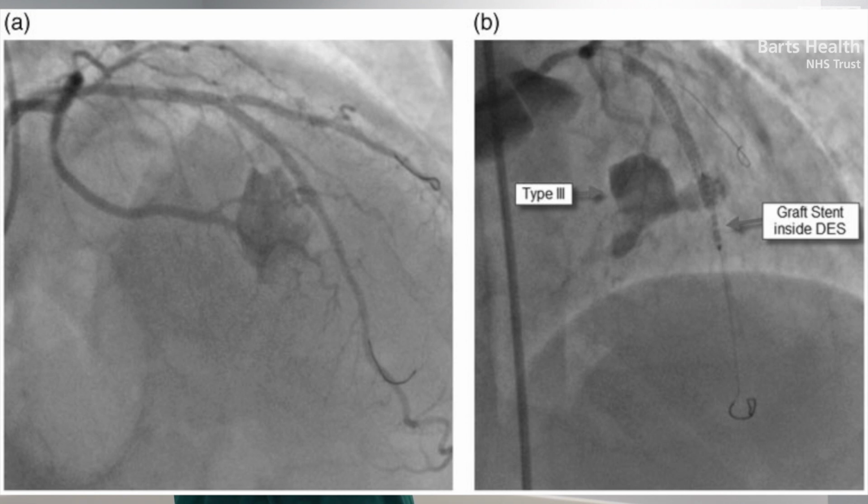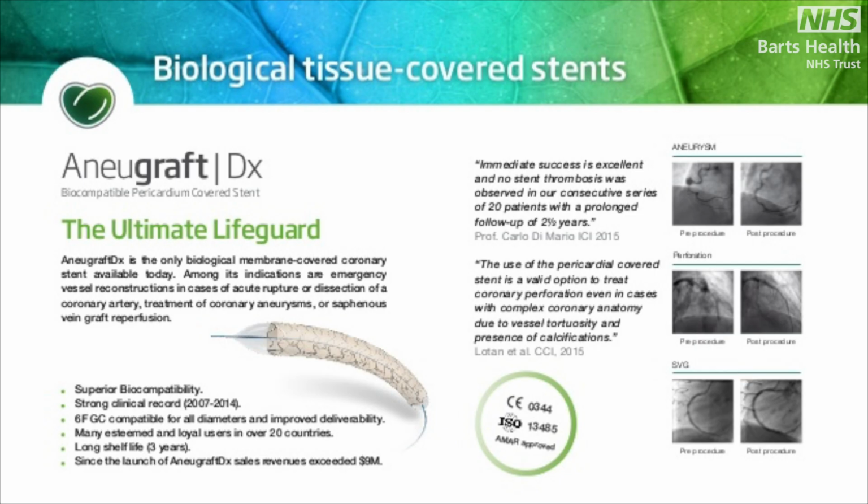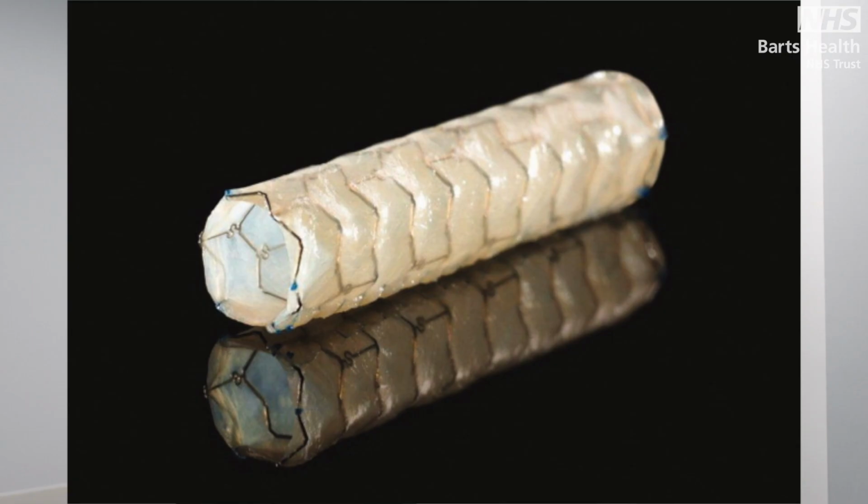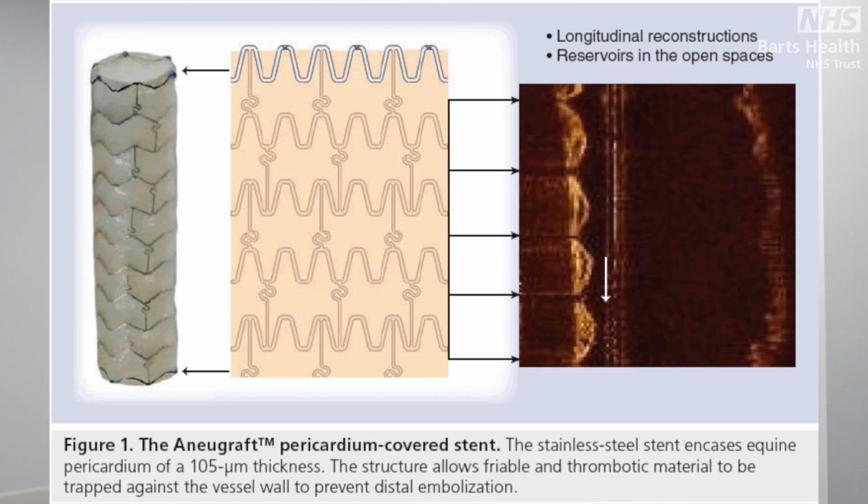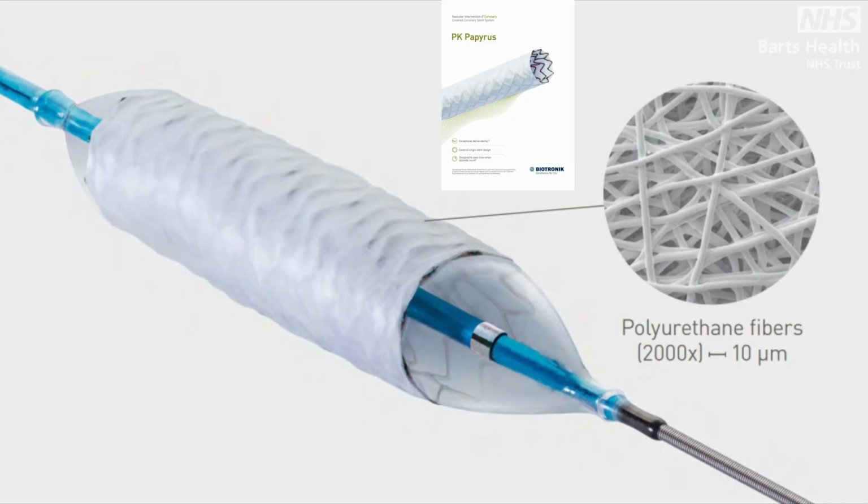So what are the covered stents we have at the moment? Anyone? What term? Yeah, Graftmaster and Papyrus. So we're going to replace the Graftmaster because it's an old bulky graft stent. The new one is Papyrus, really thin, so it's really good.